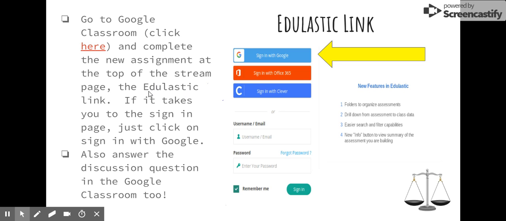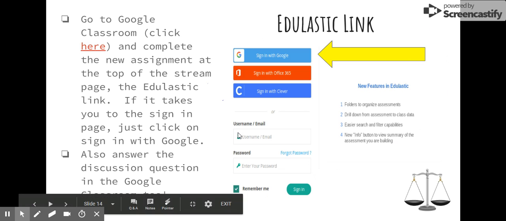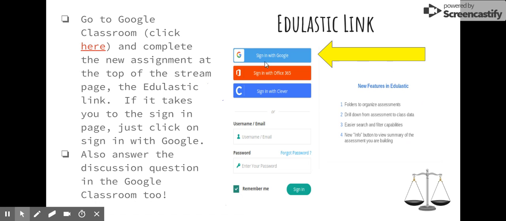Okay, so the new assignment is going to be an Edulastic link, and I think we've done this before, but for the people that have not done Edulastic, I've included a screenshot of how to log into the link. What you're going to do is sign in with Google since you're already through Google, and it'll automatically take you to the link I have saved.